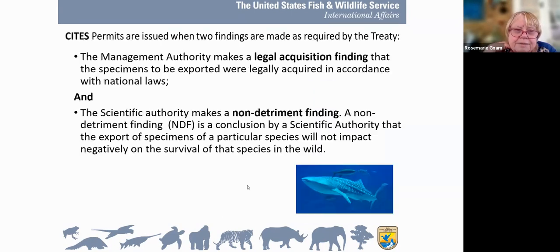Okay, next. So, as I said, permits can only be issued when these two findings, which are required by the treaty, are made. One of them is a legal acquisition finding, and we'll talk more about that in a presentation to follow. And the scientific authority makes a non-detriment finding. Eleanor will talk about the kind of information that we use to make a non-detriment finding, and this is where we really need to work with you and complement your efforts and your information on the species.